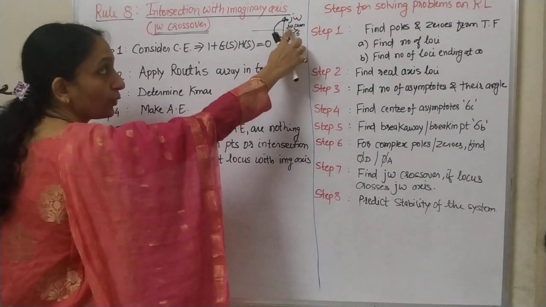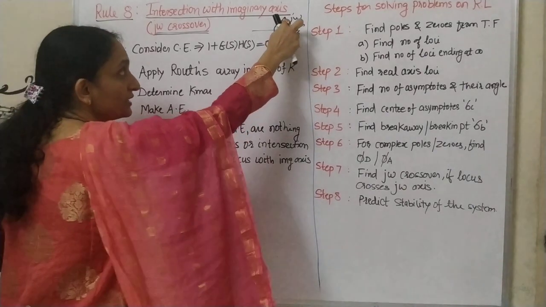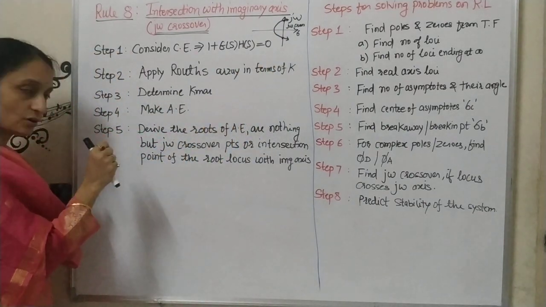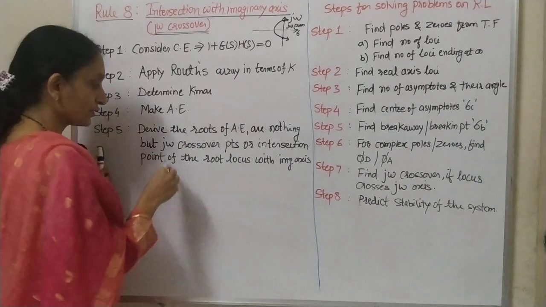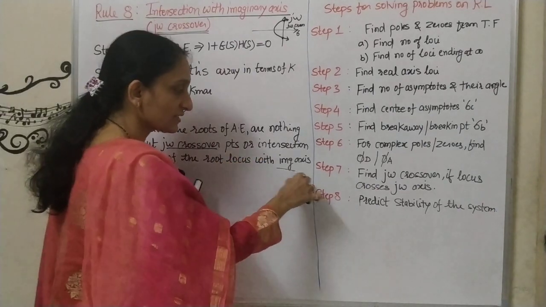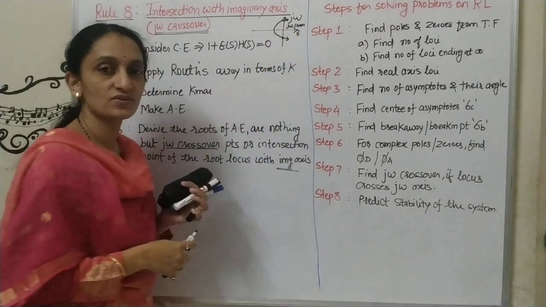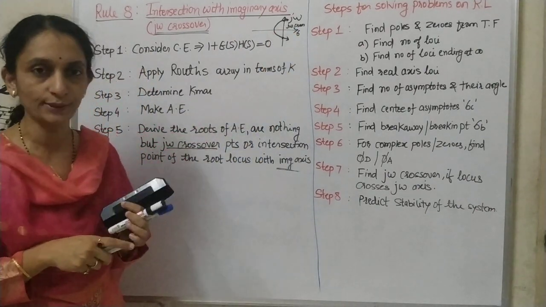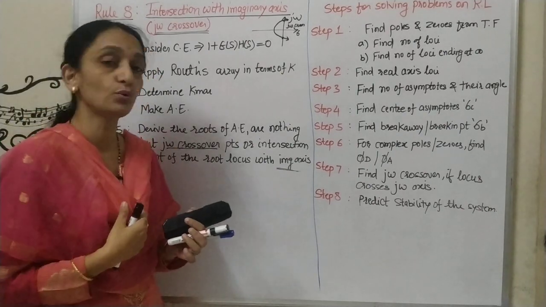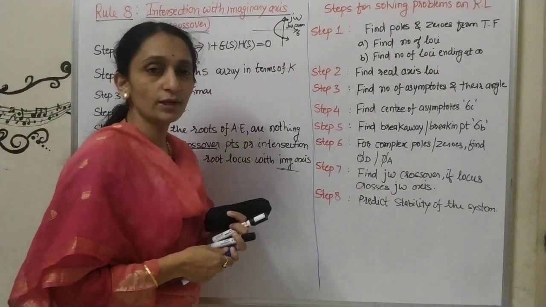You can see that whatever roots you get, those roots will always be imaginary. So those roots or that point is called j omega crossover, or the intersection point of the root locus with the imaginary axis. This is the imaginary axis. So the intersection of root locus with imaginary axis is called j omega crossover. Okay, so this is actually the last step or last rule for drawing root locus. Now we will see these steps for solving problems on root locus.